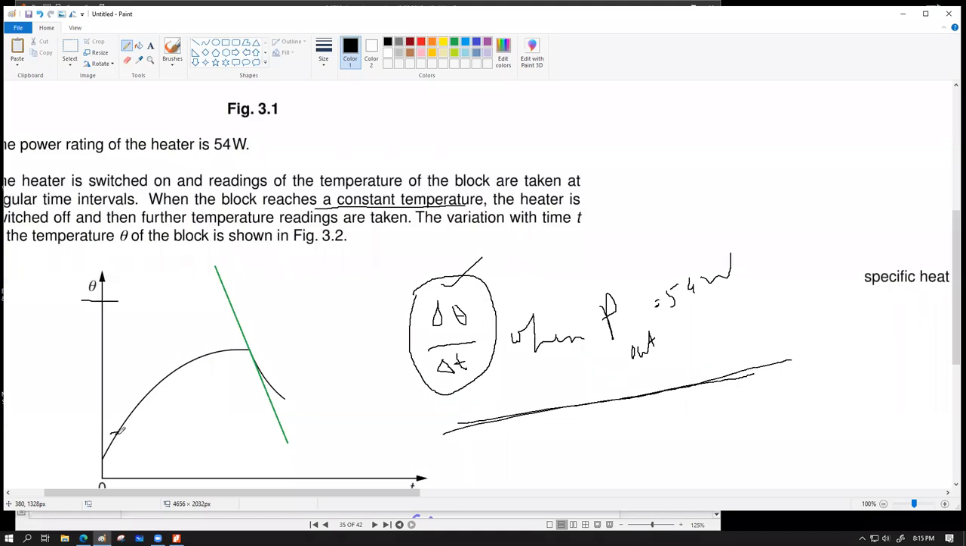Since a very small portion will be dissipated to the surrounding, the temperature rise is going to be really rapid. And as the temperature rise keeps happening, it's going to start losing heat to the surrounding at a higher rate. For example, when the temperature of the block is 40 degrees Celsius, you might start losing heat to the surrounding at 15 watt. The higher the temperature difference between the object and the surrounding, the more the rate of heat loss to the surrounding, because the object will try to get back to equilibrium more strongly.